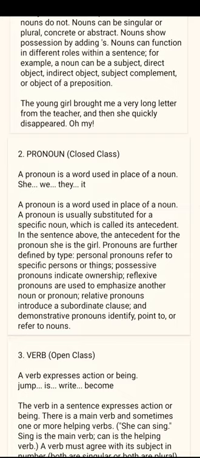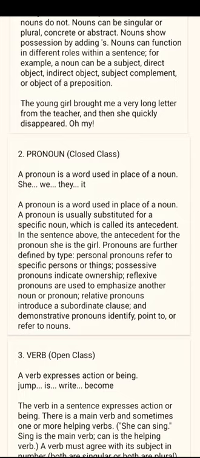But if there are parts of speech which do not change so frequently or where change is near to impossible, we call them closed class. A pronoun is a word used in place of a noun. She, we, they, it.